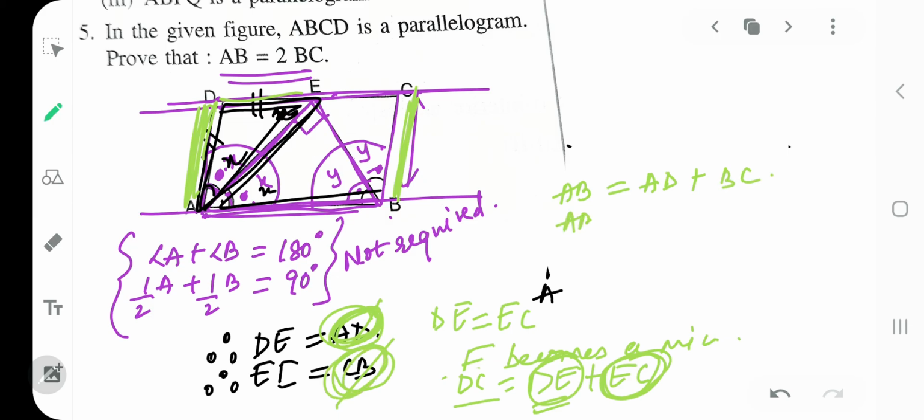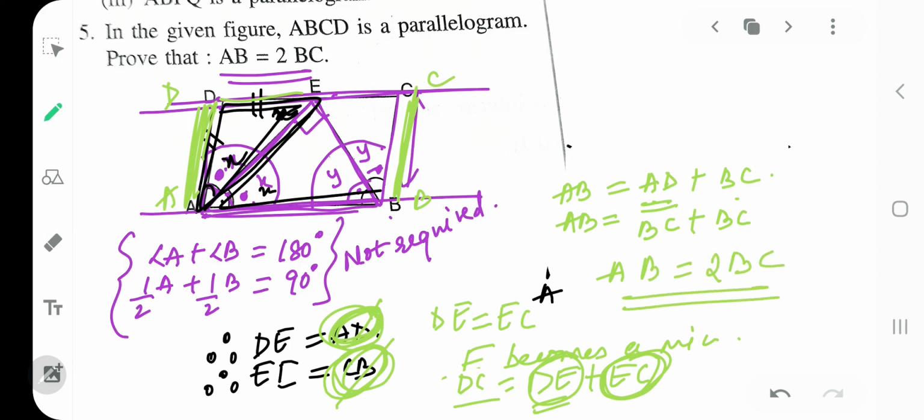So AB is equal to AD plus BC, but AD and BC are equal to each other, opposite sides of a parallelogram. This is AD, this is BC. They are equal, opposite sides of a parallelogram. So instead of AD, can I write BC? So from here I will get AB is equal to twice BC. Got my point clear?